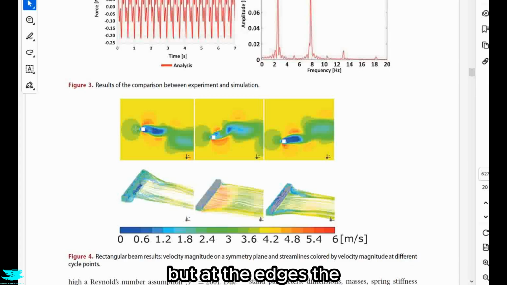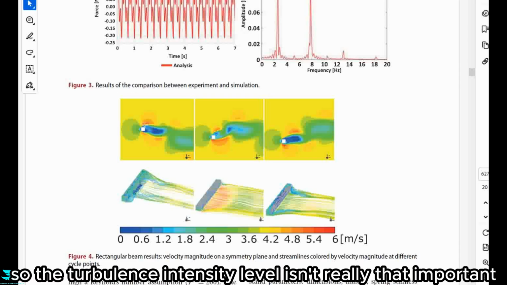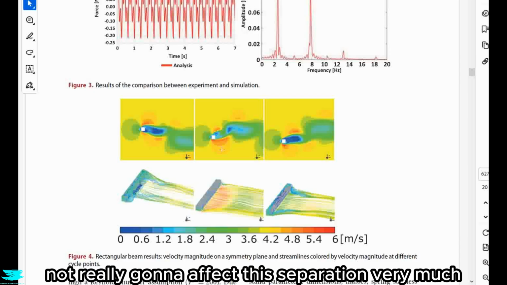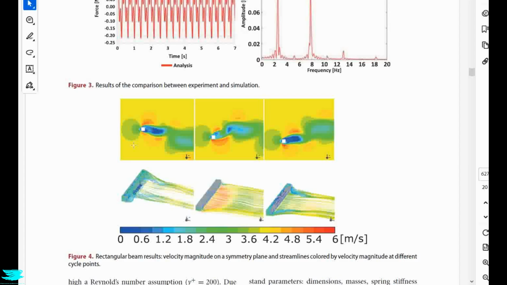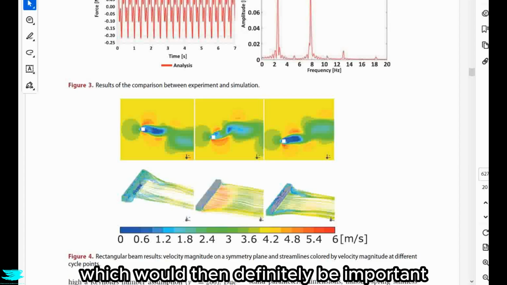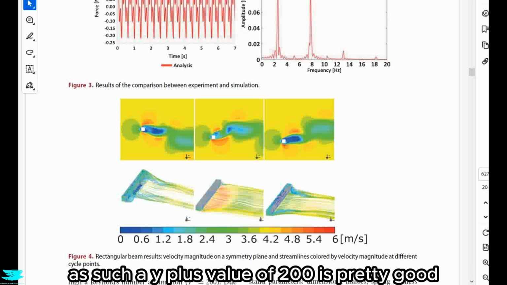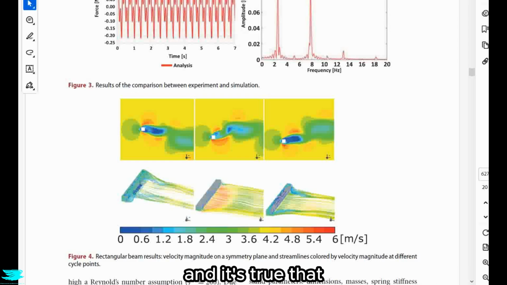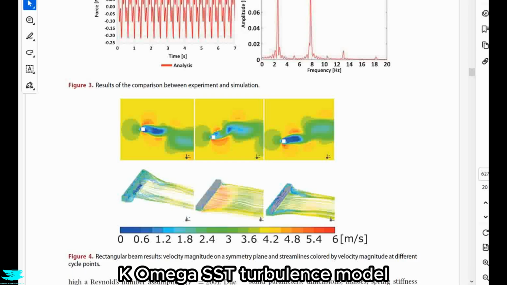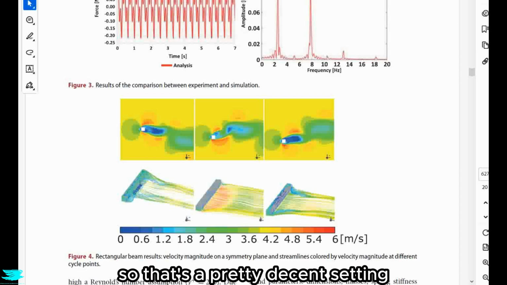But at the edges, the boundary layer separates very nicely. So the turbulence intensity level isn't really that important, because the boundary layer formation is not really going to affect this separation very much. As such, the nuances you would get with a lower Y plus value, which would definitely be important for something like an airfoil, aren't so important here. So a Y plus value of 200 is pretty good, especially considering that the k-omega SST turbulence model can handle Y plus values of around 200, so that's a pretty decent setting.